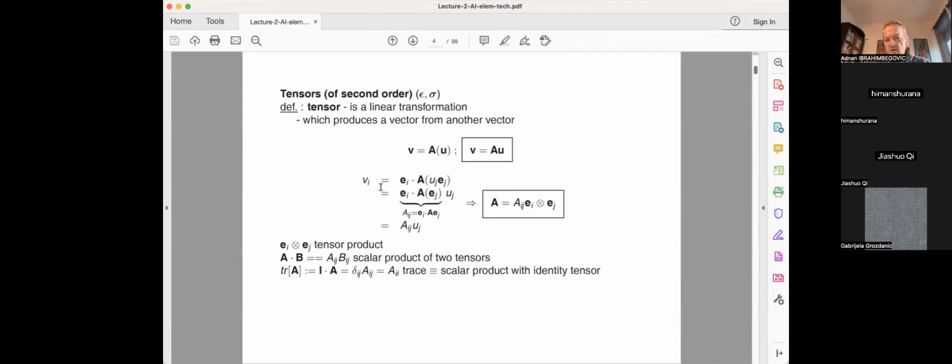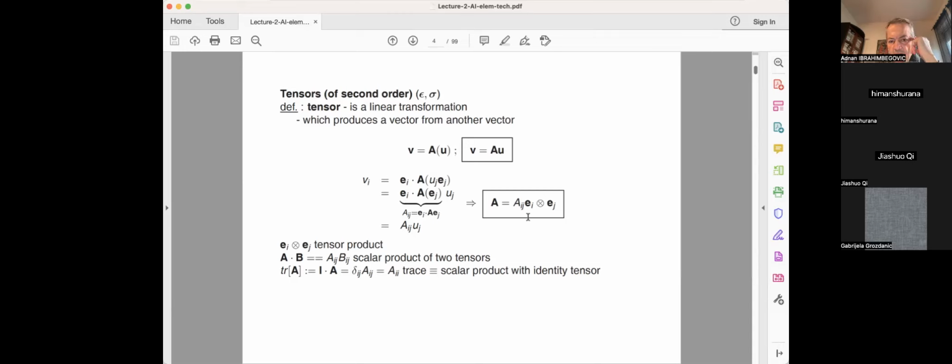So this will be spelled out here. The component vi, if you multiply it with a scalar, sorry, ei, and then you have the tensor A multiplied by uj times ej. So introduce these inside, and then you call this component aij. This is a dot product between ei and the product of the tensor A and the unit vector ej.